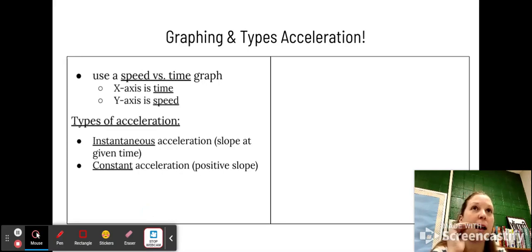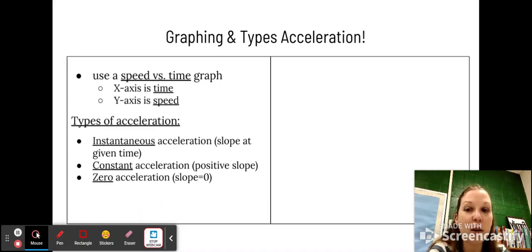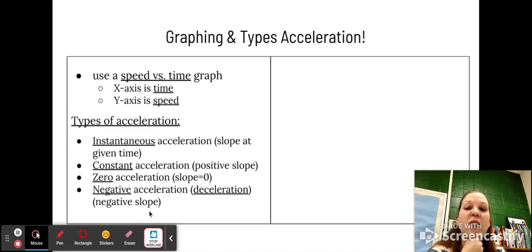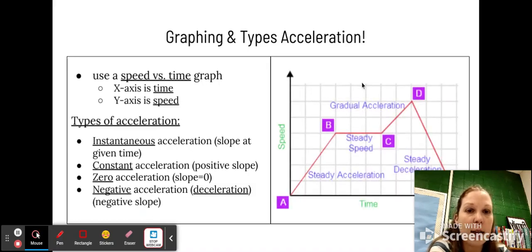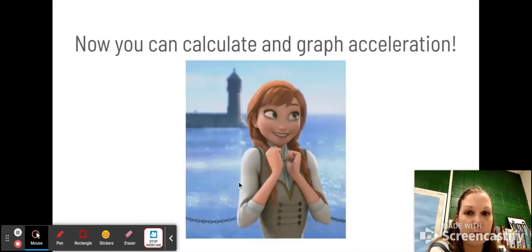You also have a constant acceleration, which would be a positive slope. That means as time and speed are changing together, you are increasing your speed. You have zero acceleration where your slope is 0, so that would be a plateau on your graph. And then you have negative acceleration or deceleration, and this would be a negative slope. So you're slowing down. And here on this graph, you can see we've got steady or constant acceleration. We've got steady speed, so that would be 0 acceleration, and then deceleration.